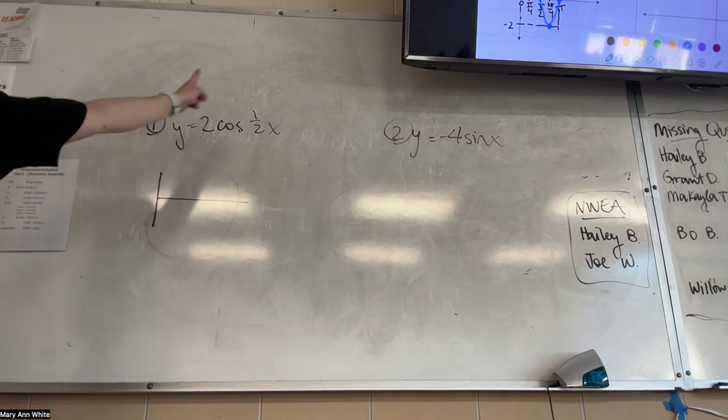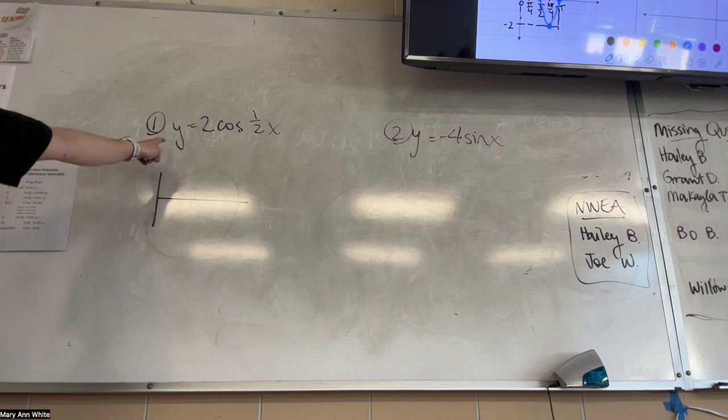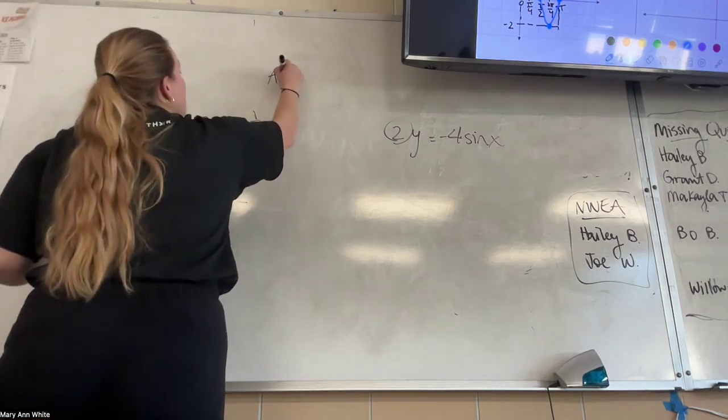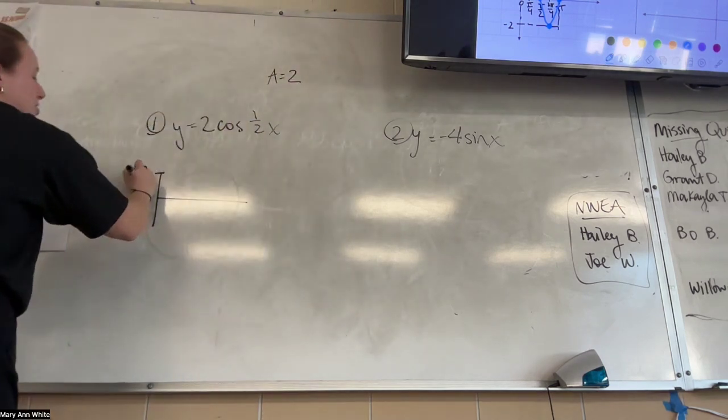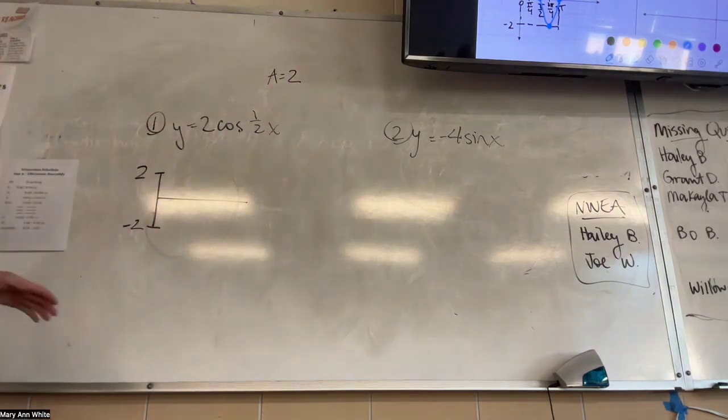Okay, what changes do I have here? Any amplitude change? 2. Good. My amplitude is going to be 2. So that means I go as high as 2, as low as -2. And this is your graph at your scale. You can put 2 wherever you want. I just usually put it at the top and at the bottom.